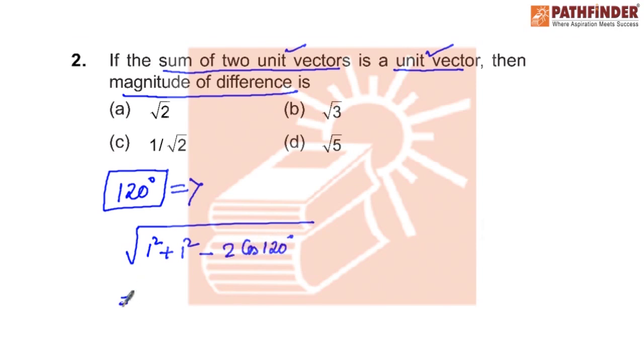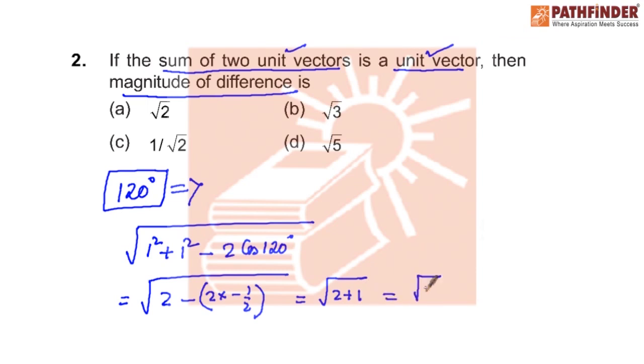So that will give you a value of, now mind you, this is the resultant squared. So this will give you the value of root over 2 and then minus 2 into minus half. So that will give you 2 plus 1. So that is root over 3.